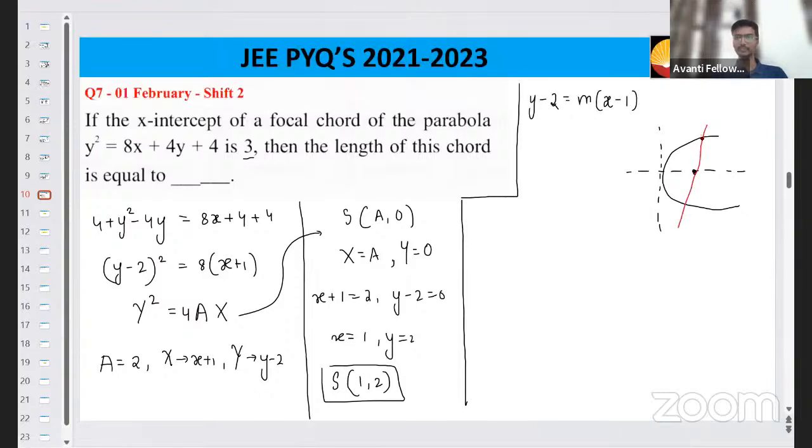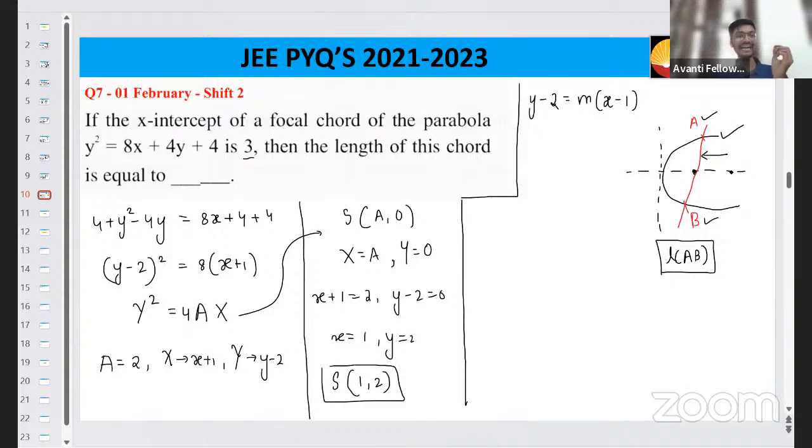So let this be point A and let this be point B. We want the length of AB, the length of the focal chord. Now to get the length of AB, again we have to find the coordinates of A and B. How do we find them? We can find the coordinates of A and B by simultaneously solving the focal chord with the parabola.